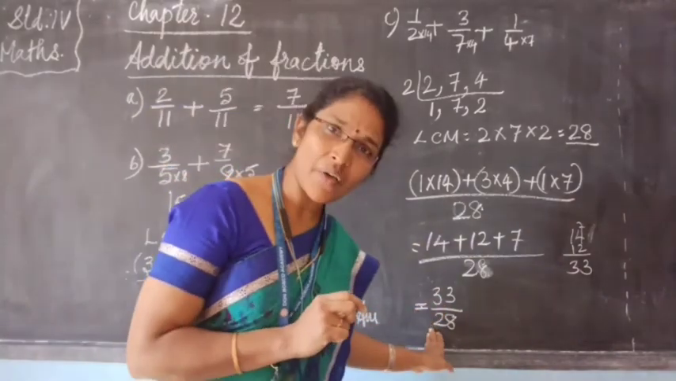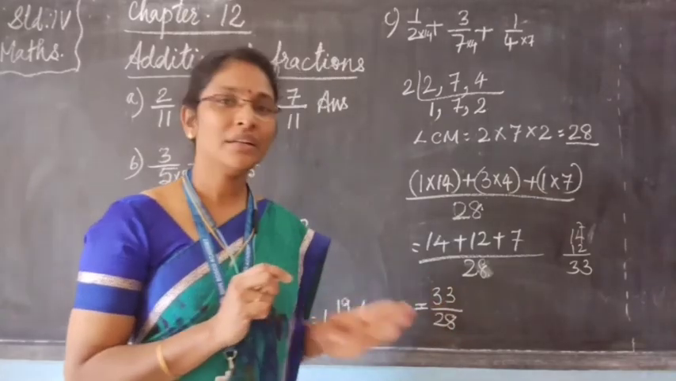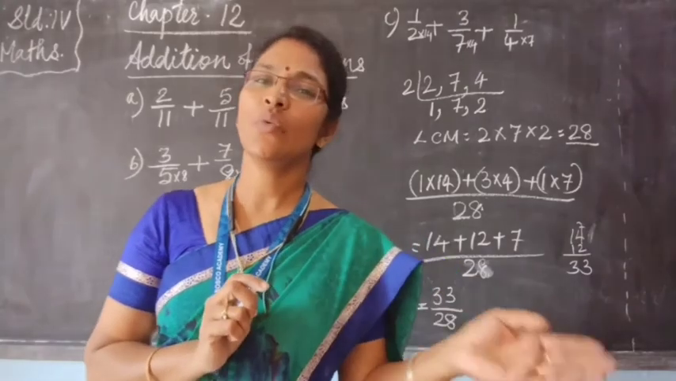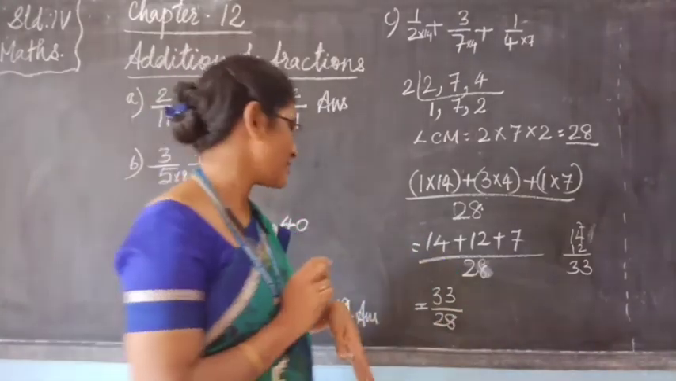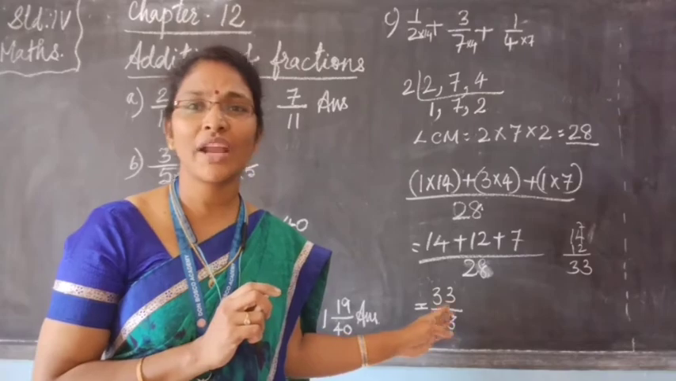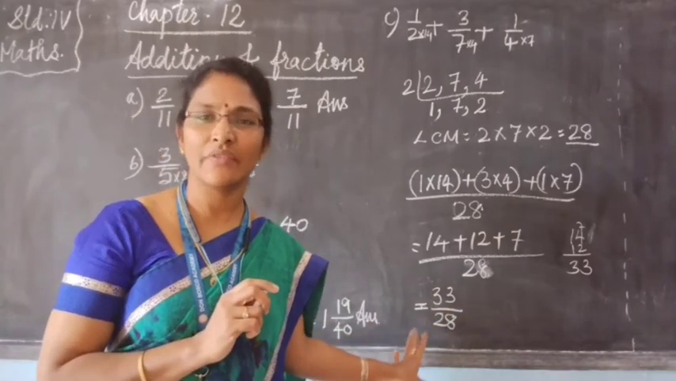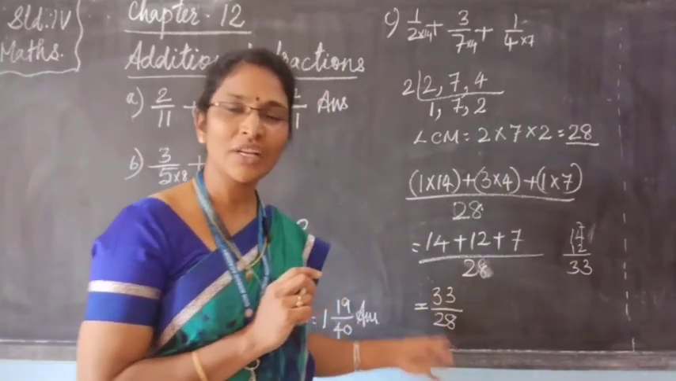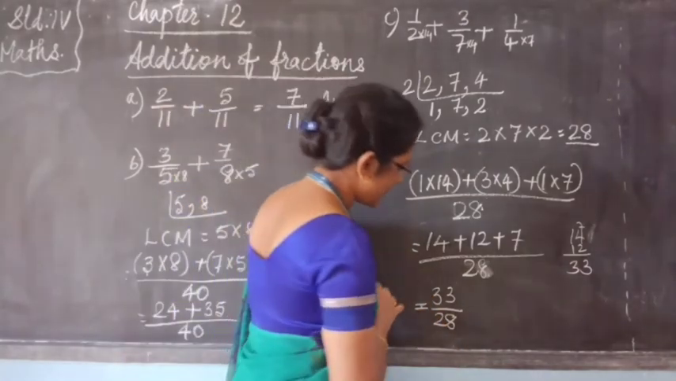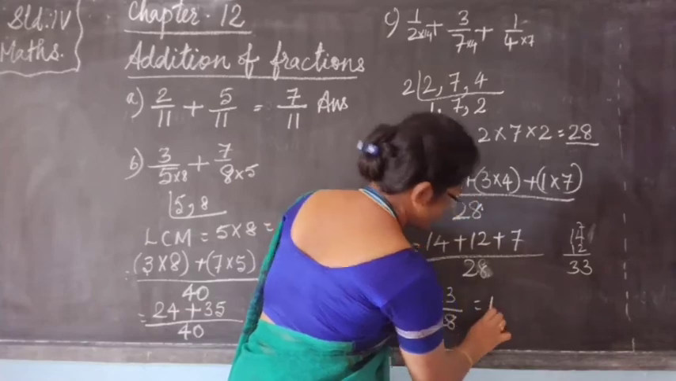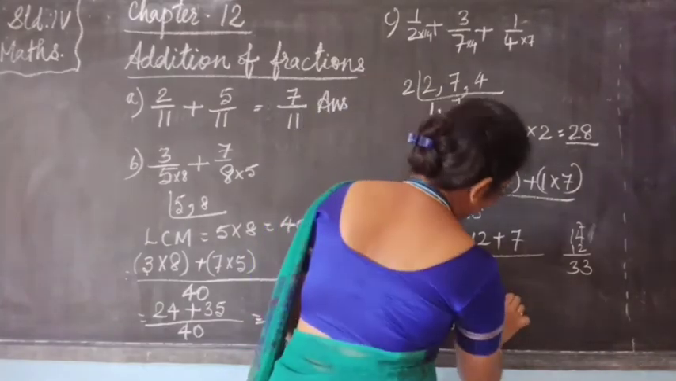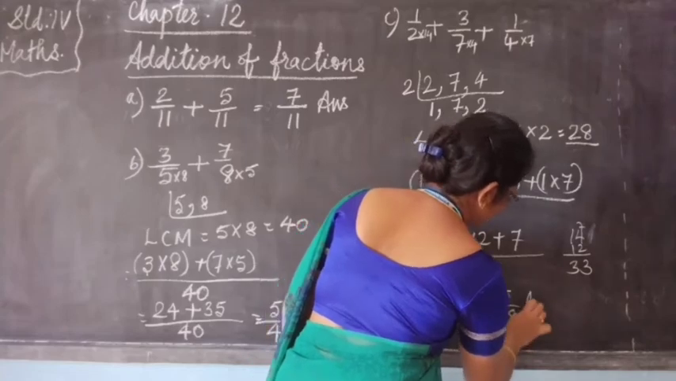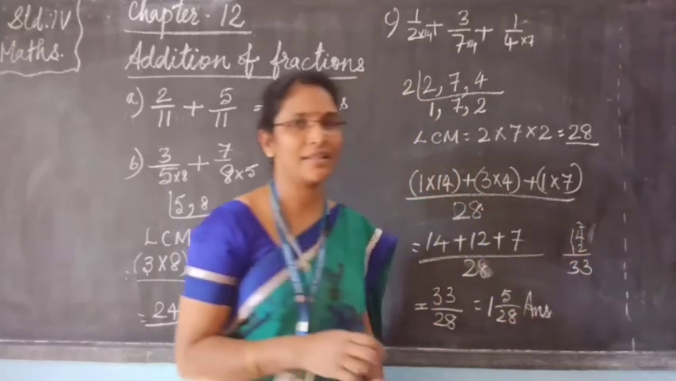You can see our answer is an improper fraction. As it is an improper fraction, we can change it into a mixed fraction. If it is a proper fraction, we will not make any changes. We will write it as it is. Okay, when it becomes an improper fraction, we change it into a mixed fraction. 1 28 is 28 and 5 is remaining by 28 will be the answer.